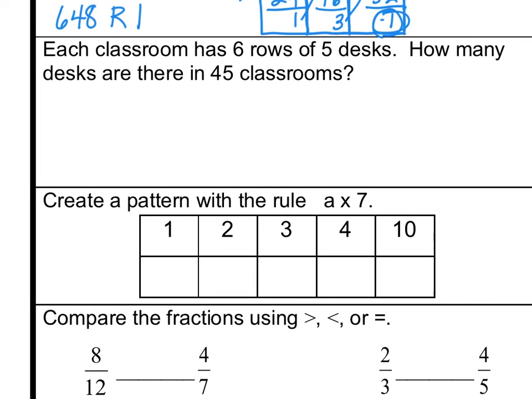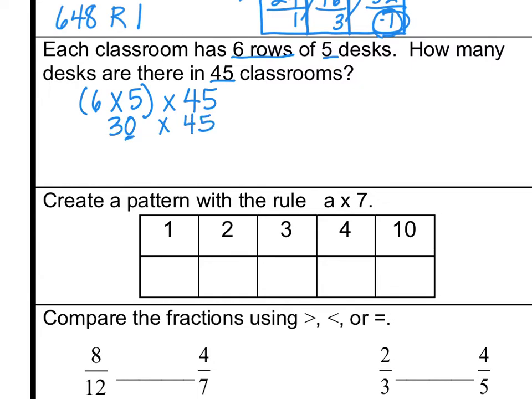Each classroom has 6 rows of 5 desks. How many desks are there in 45 classrooms? So this is for 1 classroom. So that'd be 6 times 5 for 1 classroom, but then we want to know times 45 classrooms. So this is not so bad. 6 times 5 is 30 times 45.